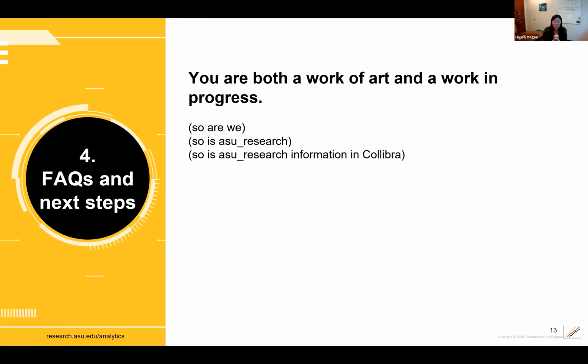We are going to be sharing additional tables and things in ASU research. We are really excited that we are sharing it finally with the ASU community, and we will eventually be adding additional information in Calibra. So please bear with us as we work through the kinks and as we learn better about how to share data with the community.